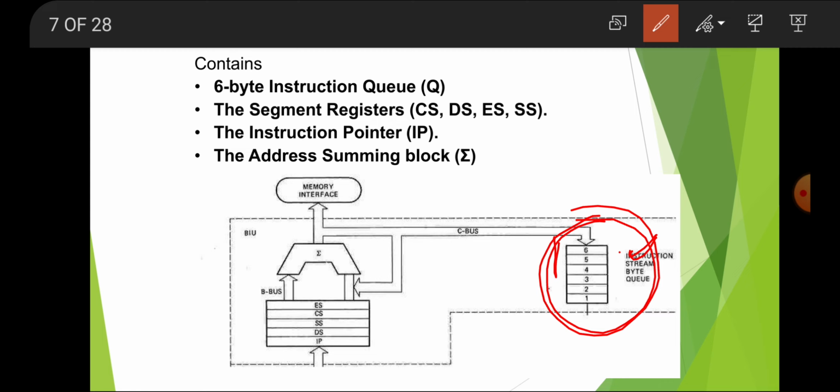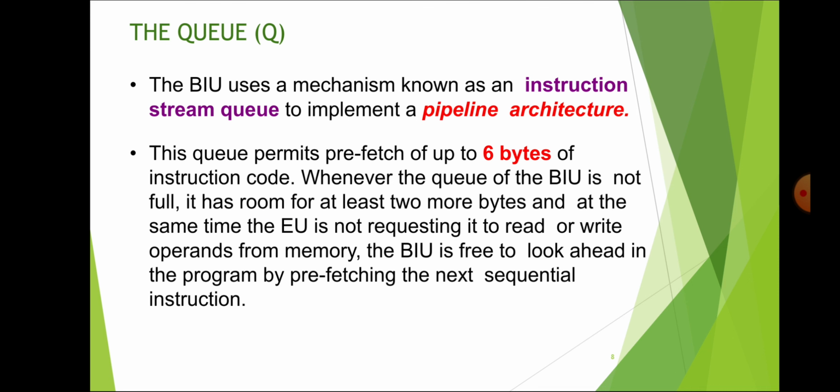Okay, now these are the segment registers. I told you these are nothing but the segment registers, which hold the address of the segment memory. Now the last one is the instruction pointer. It stores the address of the offset, that is, where it is in the code segment, and then the address summing block. This is how it sums the address that I told you: the code segment multiplied by 10 plus the instruction pointer. Okay, that is the total address.